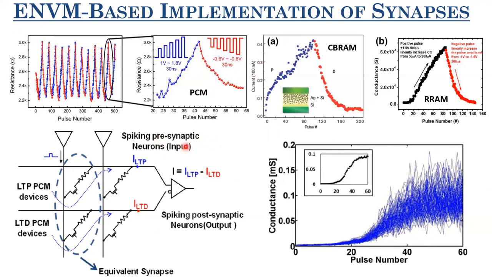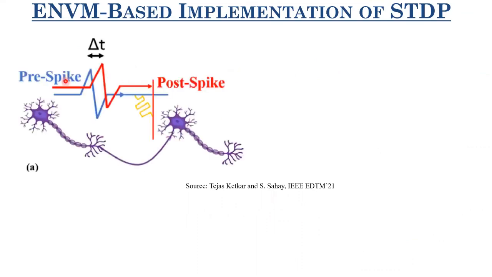Now, once we have looked at the implementation of synapses, let us also look at the implementation of the STDP rule using RRAM devices or PCM devices. Most of these implementations of the STDP rule based on emerging non-volatile memory are based on pulse shaping. So what they do is they shape the spike in this form, and then they apply it to the synapse. The synapse here is RRAM.